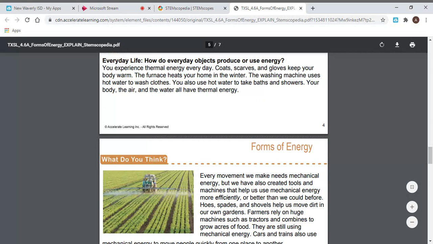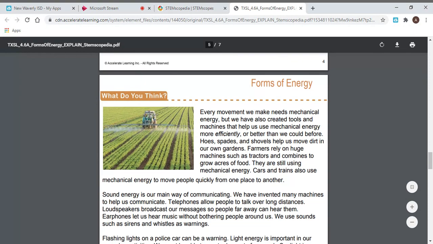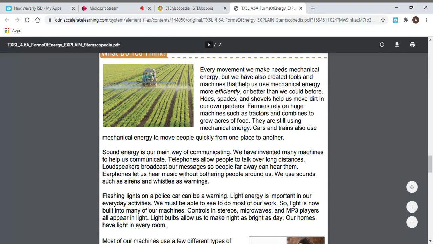Everyday life. How do everyday objects produce or use energy? You experience thermal energy every day. Coats, scarves, and gloves keep your body warm. The furnace heats your house or your home in the winter. The washing machine uses hot water to wash clothes. You also use hot water to take baths and showers. Your body, the air, and the water all have thermal energy. So, what do you think?